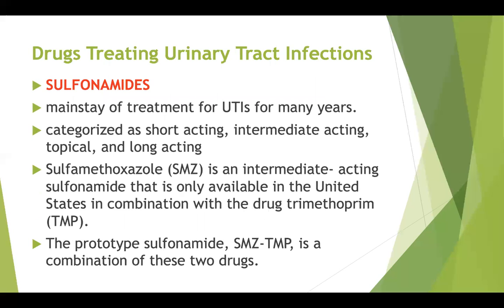Okay, so we are almost there. Drugs used to treat urinary tract infections, or UTI. The first one here is sulfonamide, the mainstay of the treatment of UTI for many years. So once the patient is having UTI, the number one treatment that they are using is sulfonamides. The categories are short acting, intermediate acting, topical, and long acting. So we have sulfamethoxazole, or in short we call it SMZ.